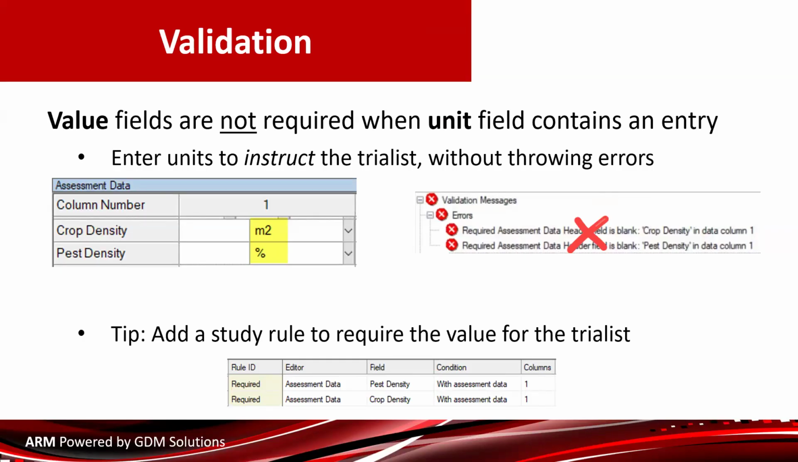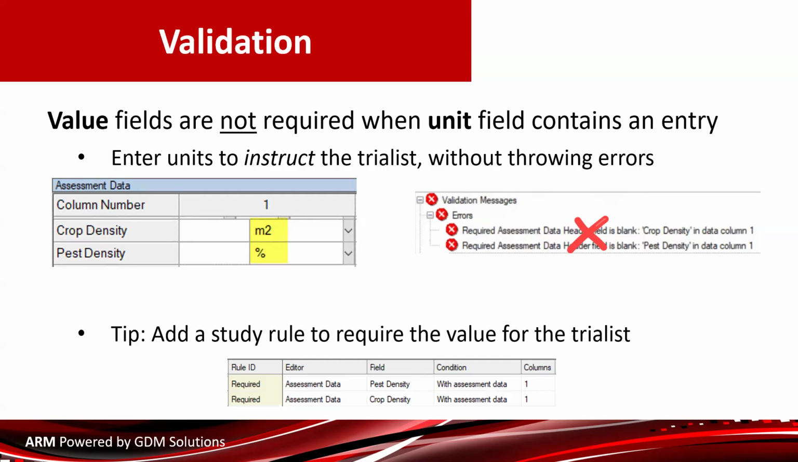Lots of different areas in ARM have a value unit pair, something like crop density or pest density, which I have on the screen here. Of course, there's the value, the numeric value you would record, and then there's the unit that you recorded in. From our perspective of writing a protocol, maybe I want to communicate what unit of measure I would like the trialist to use. I would like my crop density to be recorded in square meters and pest density in percent, is the example here on my screen.